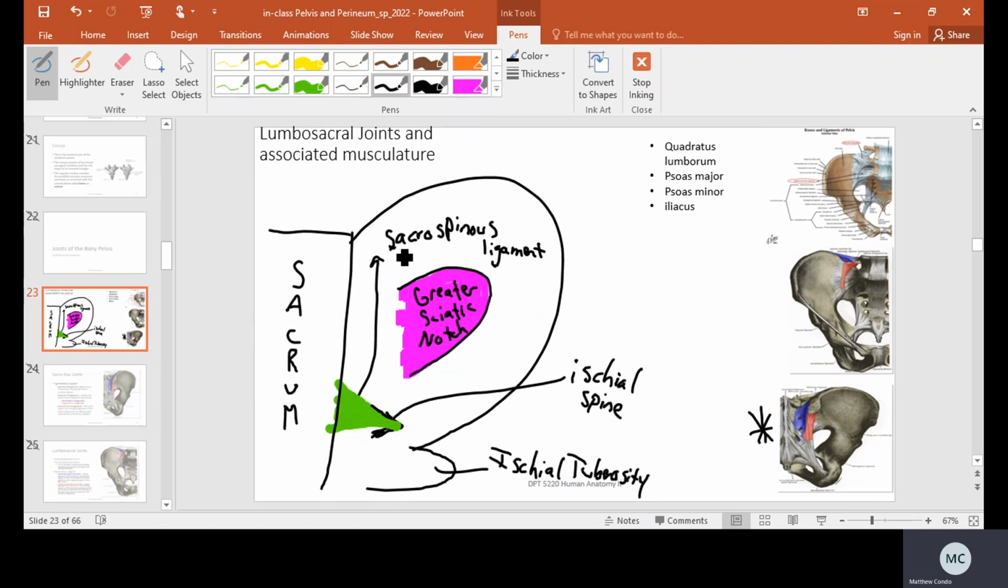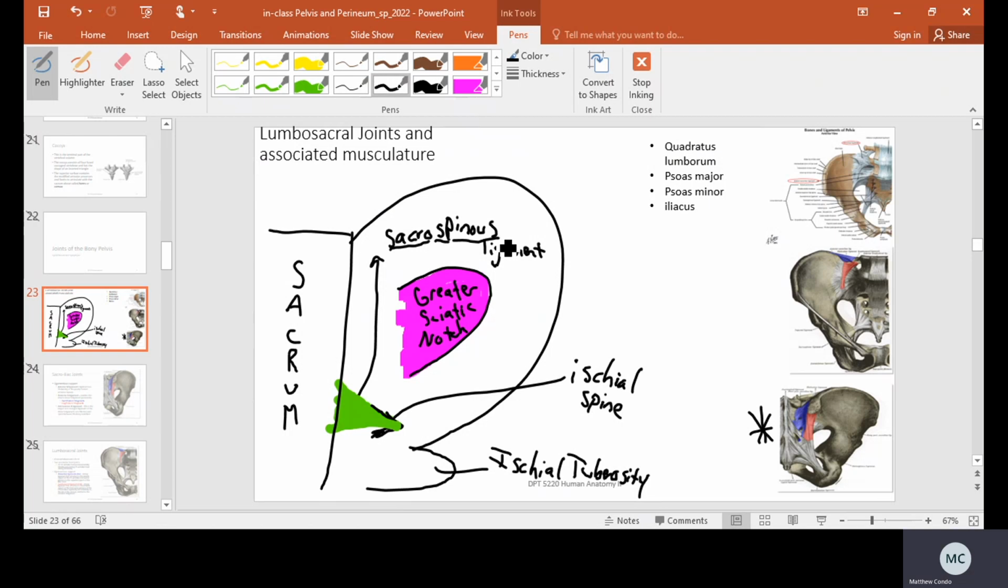Now, ligaments are great because the vast majority of them tell us exactly what they attach. There's going to be some exceptions, especially down at the knee joint, with a couple of ligaments that really don't tell us much, but we're very familiar with them, like your anterior cruciate ligament and your posterior cruciate ligament, aka ACL, PCL. So my sacrospinous ligament is going to attach from the anterior portion of my sacrum to my ischial spine.